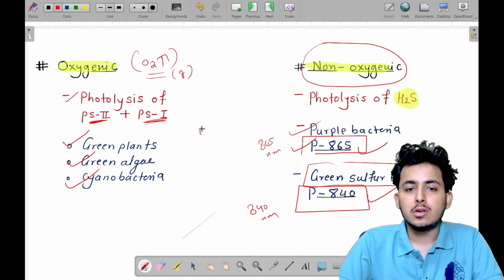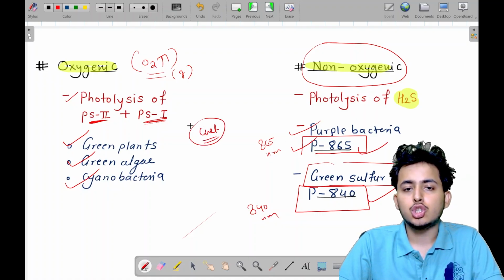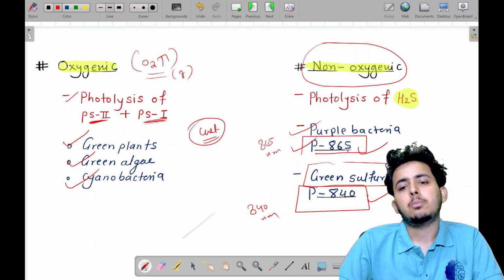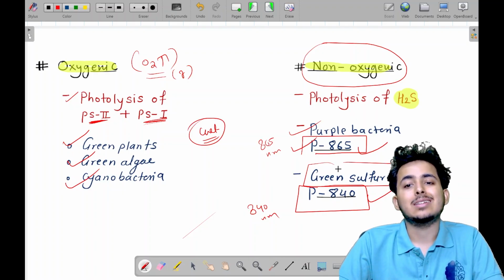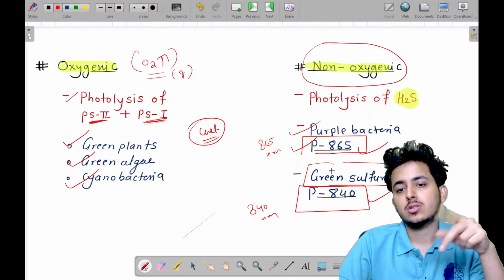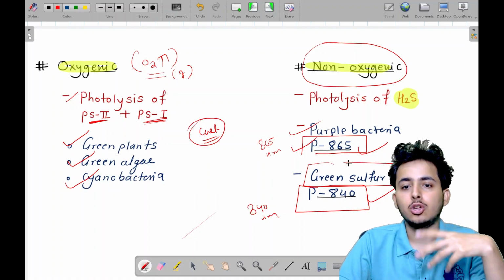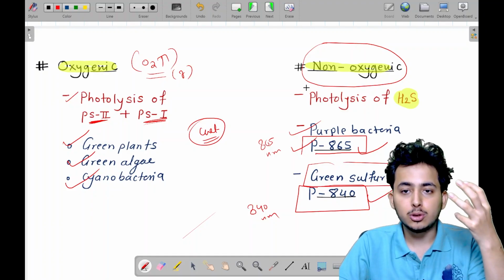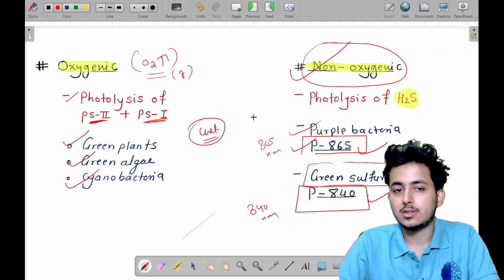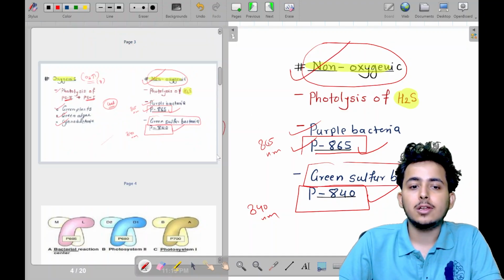In the CUET exam you can get a very simple question out of this slide: purple and green sulfur bacteria show oxygenic photosynthesis, non-oxygenic photosynthesis, no photosynthesis, or none of the above. Your answer should be non-oxygenic photosynthesis. So I hope this part is clear.